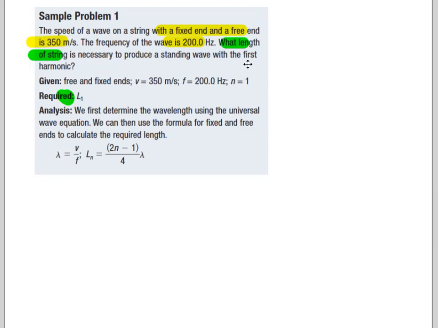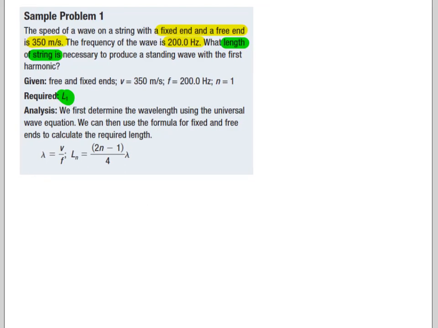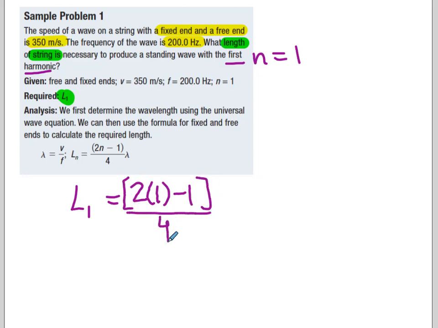Oops, I missed this too. There. And I missed the n value. So this is also important. The first harmonic. So that means n equals 1. Okay, so if we set this up, notice the way we write this. L1, that tells you you're looking for the length of the first harmonic. Okay, so 2 times 1 minus 1. I'm going to put all that in a square bracket all over 4.